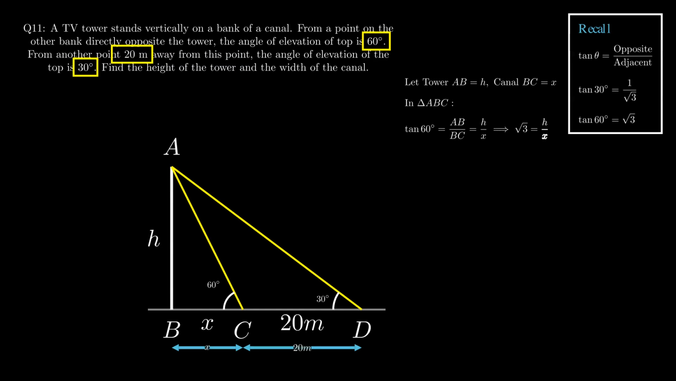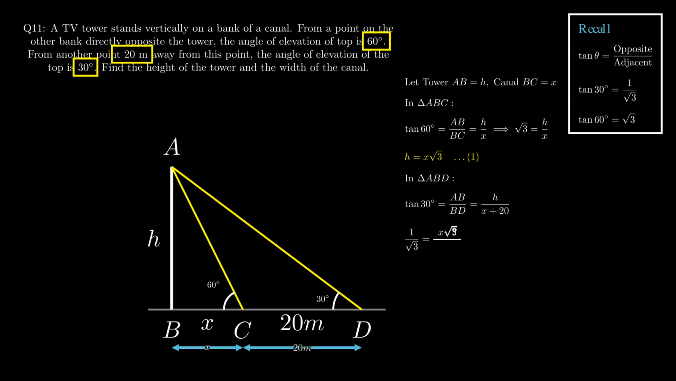In the first right triangle ABC, tan 60 equals h over x. This gives us our first equation: h equals x root 3. Next, in the larger triangle ABD, tan 30 equals h over x plus 20.